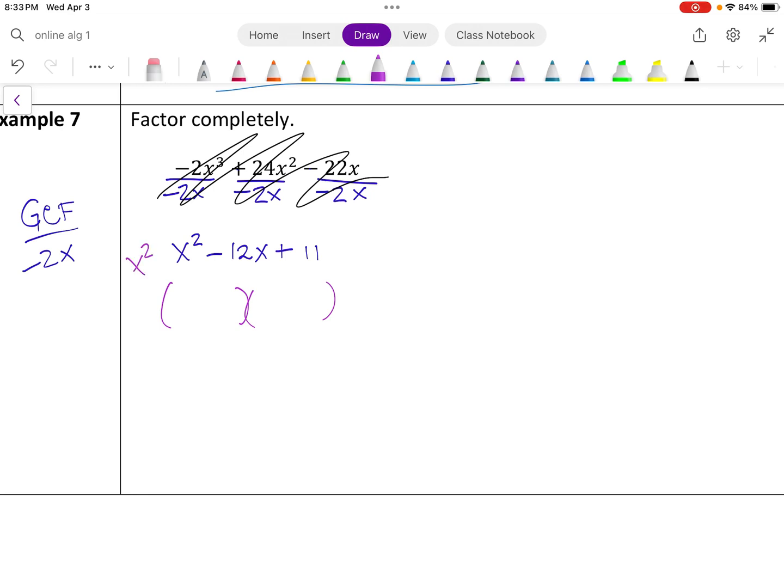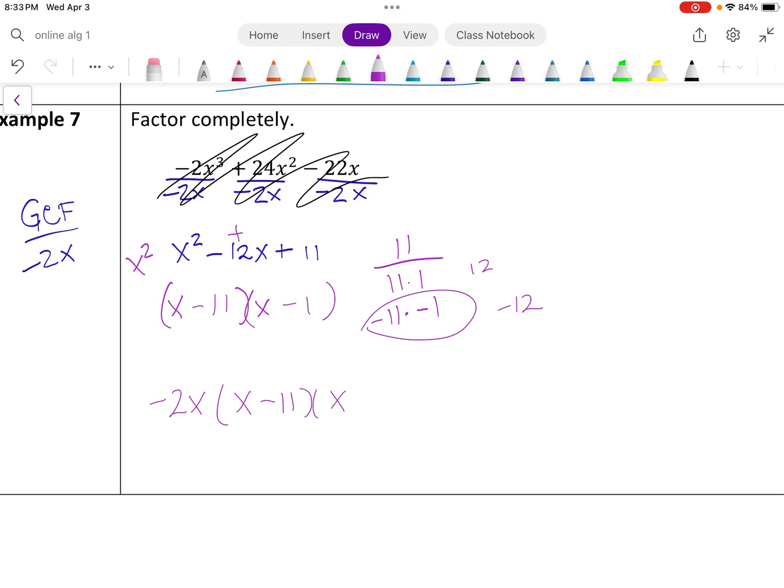I like this. I have limited options because x squared, all I can do is x times x. Multiply to be 11, I've got 2 options. I've got the positive option or the negative option. Well, if I want it to add to be negative 12, it's got to be a negative 11 and a negative 1, right? Because the other option, this would be a positive 12, but I want a negative 12. Put it all together, and what have we got? Negative 2x times x minus 11 times x minus 1. There's our factored form. Beautiful.